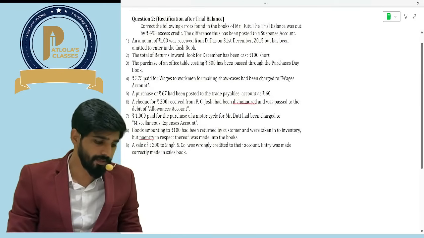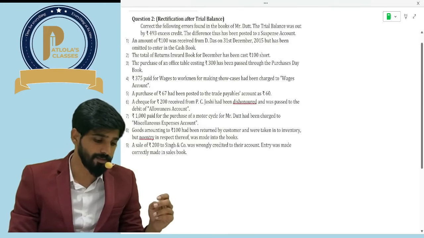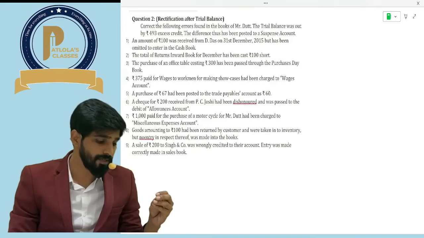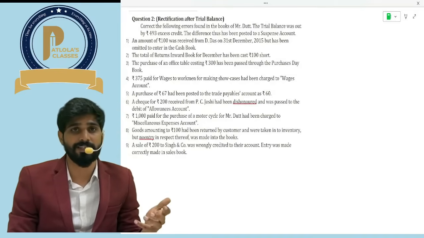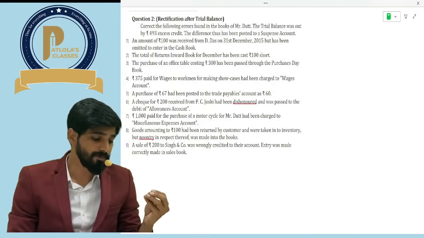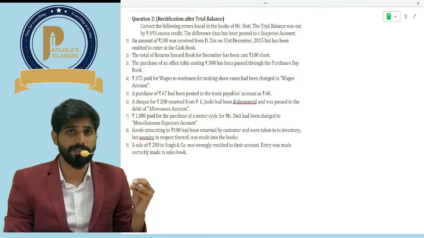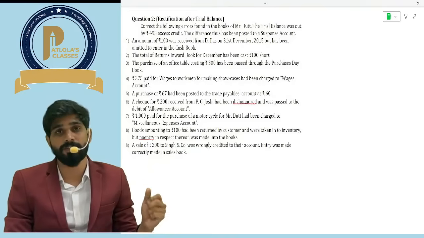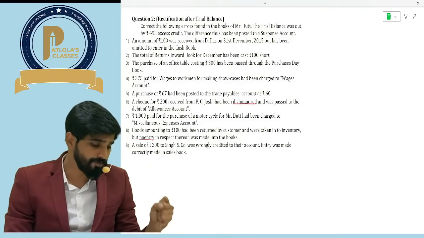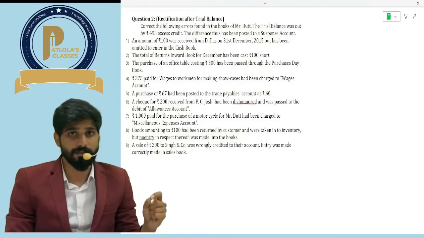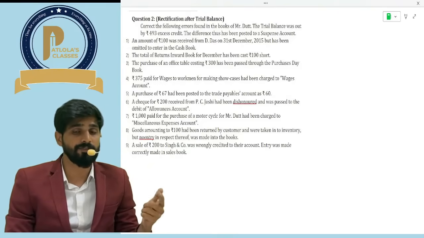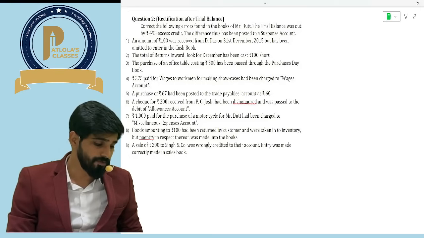Correct the following errors found in the books of Dutt. The trial balance was out by 493 excess credit, meaning it is having a debit balance of suspense, that is 493. The difference has been posted to suspense account. So we understand that suspense account is having a debit balance of 493. What is the first mistake that they have done? This is a rectification that we are doing after trial balance. What is the first rectification?